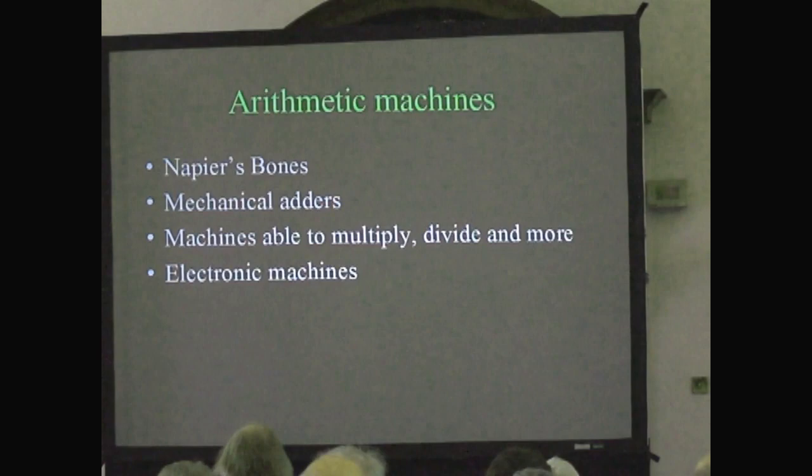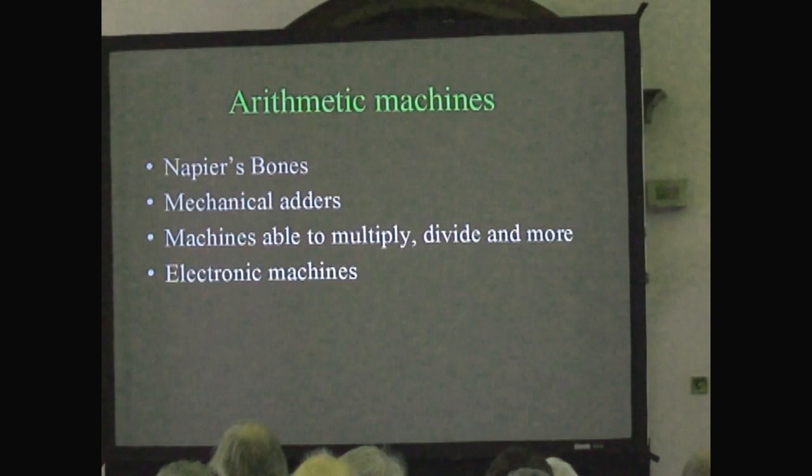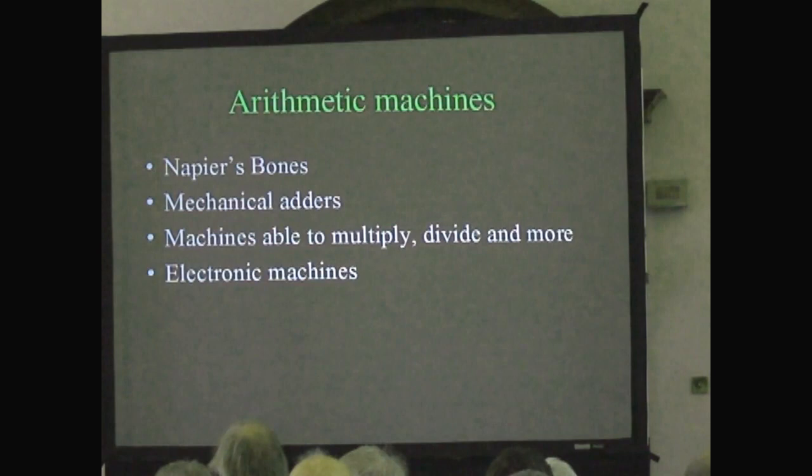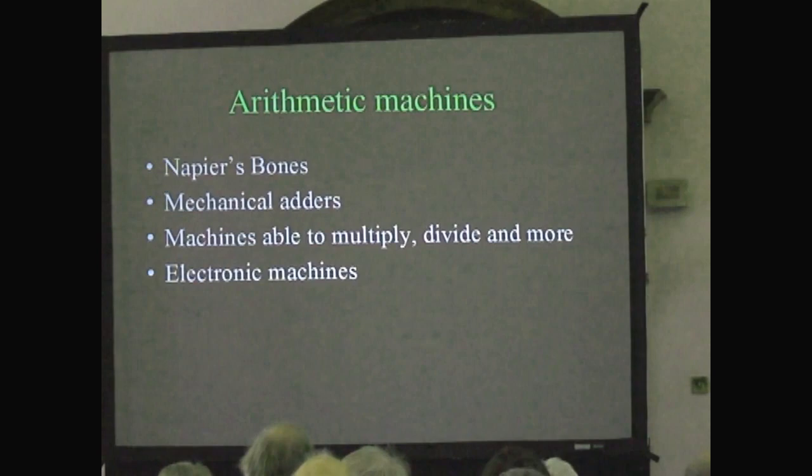Okay, let's move on to arithmetic machines. And again, we're moving into the region of boys' toys here, I think. Well, let's look at what we've got. We've got Napier's bones, which I used to think was something to do with logarithms, but they're not. Mechanical adders, machines able to multiply and divide, and then electronic machines, which is the end of this talk, of course. So let's have a look at what we've got here.